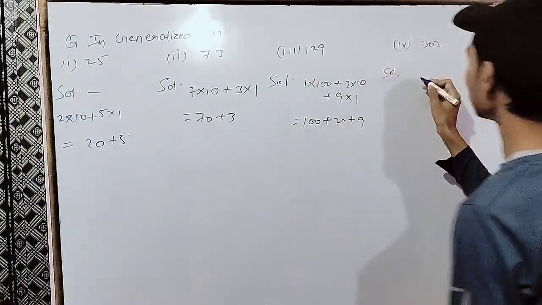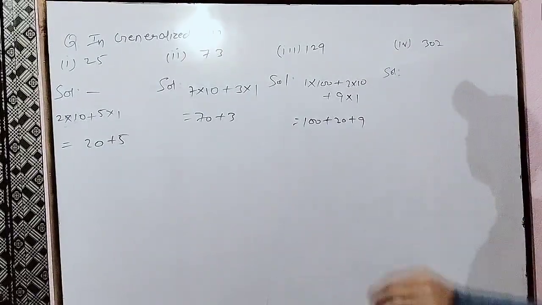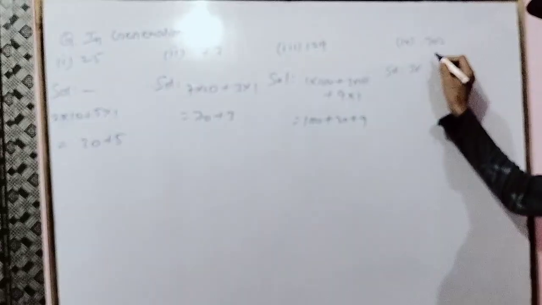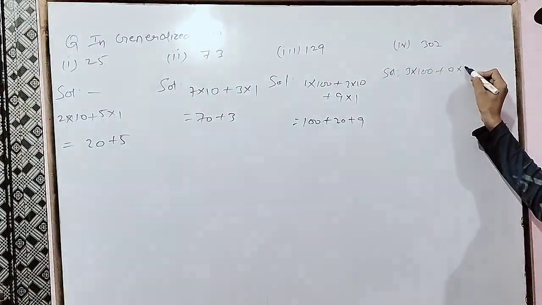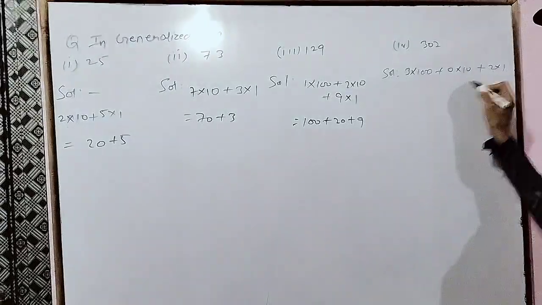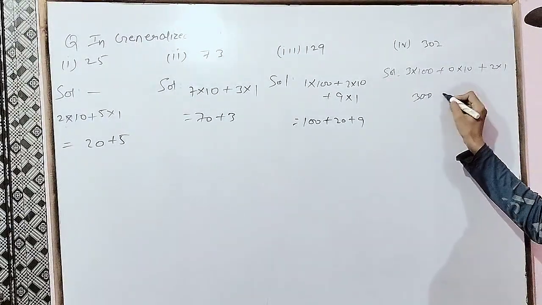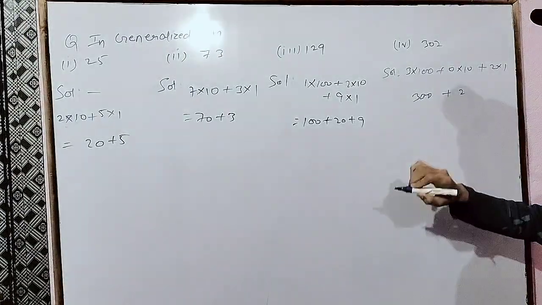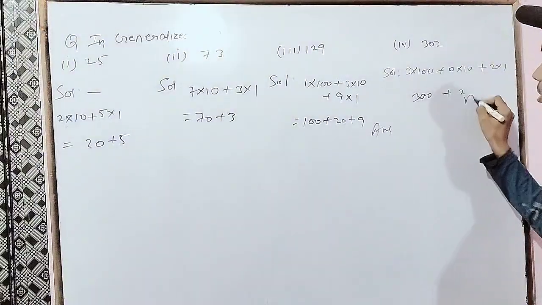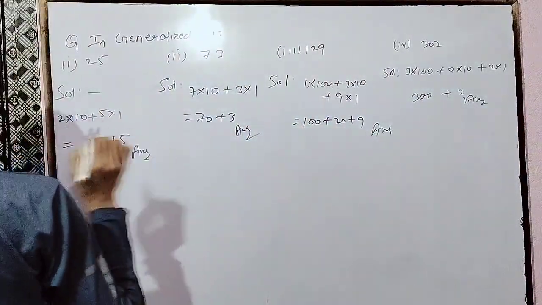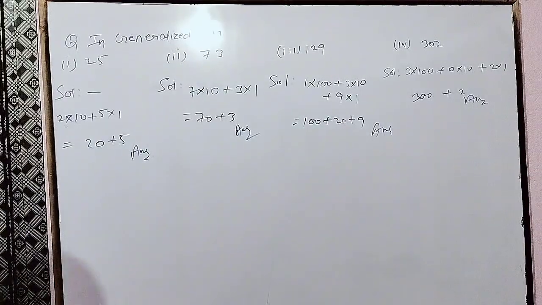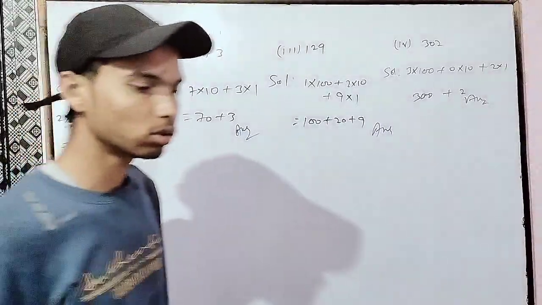Next, this is 3. 3 is at the 100 place, that's why it is multiplied by 100. Next, 0 multiplied by 10, 2 multiplied by 1. This will become 302. Okay, this is the answer.